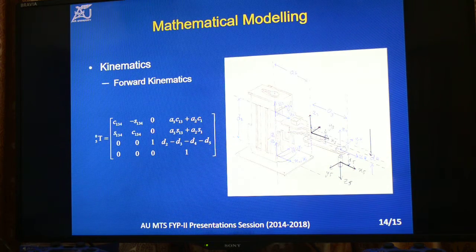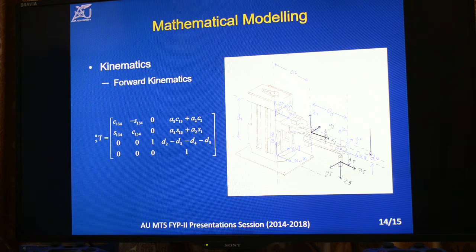Now I will briefly explain the mathematical modeling of our final year project. First we move on towards the forward kinematics. Forward kinematics is a study in which we have to find the end effector coordinates when we know the angles, the offsets and the link lengths.